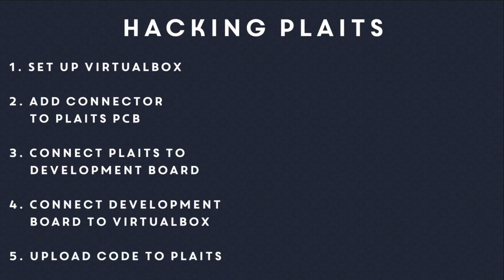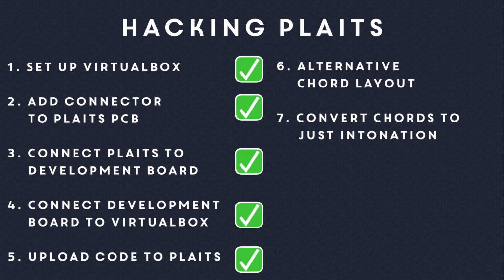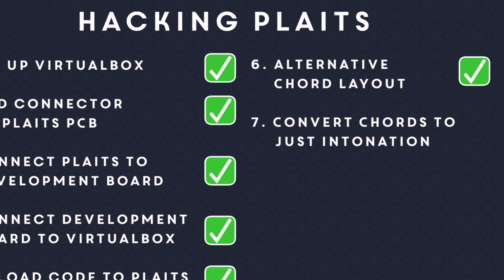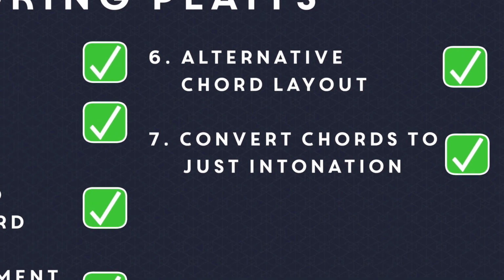Right, so here's the plan. First we'll set up VirtualBox, then we'll add a new connector to the Plaits PCB, then we'll connect Plaits to a development board, then we'll connect that to VirtualBox, and then we'll build and upload the code onto the board. Then we'll try a couple of hacks. First we'll set up an alternative chord layout, then we'll convert the chords layout engine to use just intonation instead of equal temperament. Whatever that means.